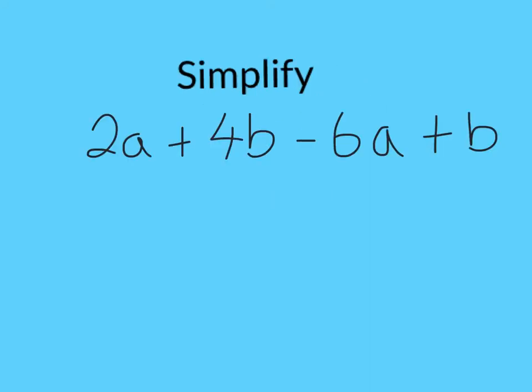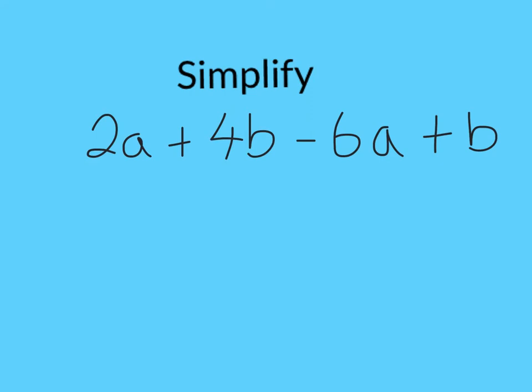What about this one? A plus A plus A. What we can see there is that we have A plus A plus A, which will give me 3A. Let's try one more. So first of all, we rearrange these.